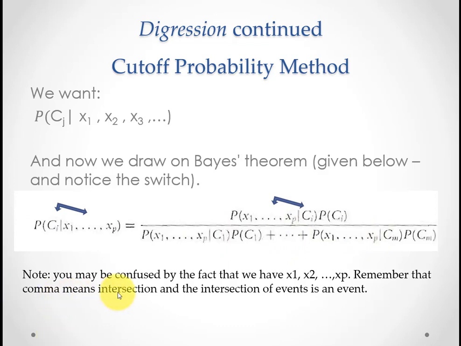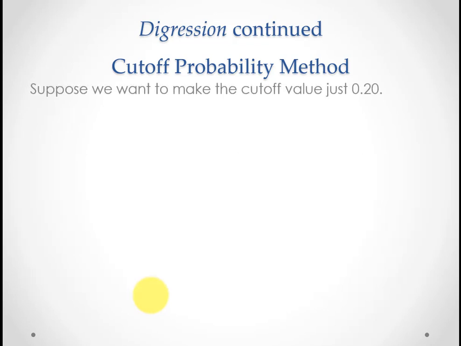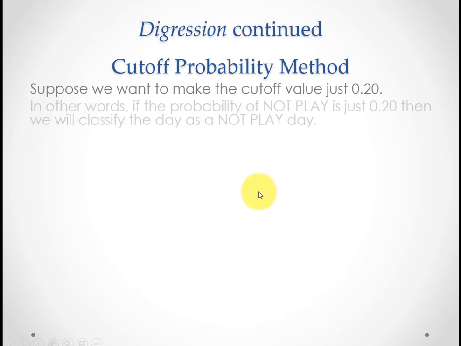So again, note you may be confused by the fact that we have x1, x2, through xp. Remember that the comma means intersection, and the intersection of events is an event. So suppose we want to make the cutoff value just 0.2. In the golf example, that would be, in other words, if the probability of not play is just 20%, then we will classify the day as a not play day.